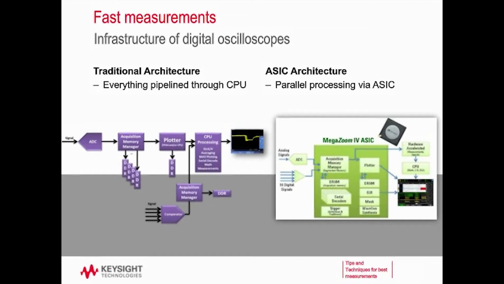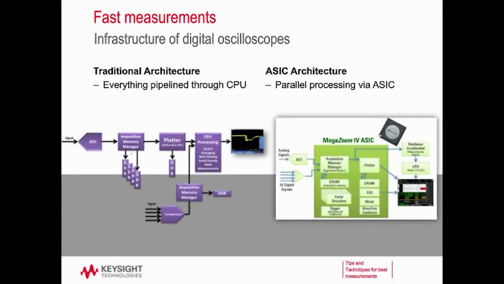There's this traditional architecture where everything is pipelined through a CPU. So you have your analog signal coming in, it goes into the ADC and fills your memory, and then all of your digital channels, all of your plotting, all of your math and processing, all bottleneck through that CPU. So the performance of your scope and the speed at which you can make measurements is all contingent upon the power of that CPU.